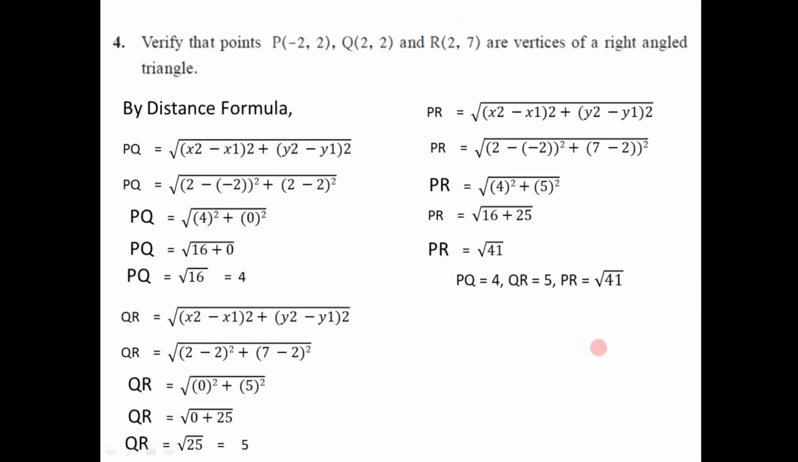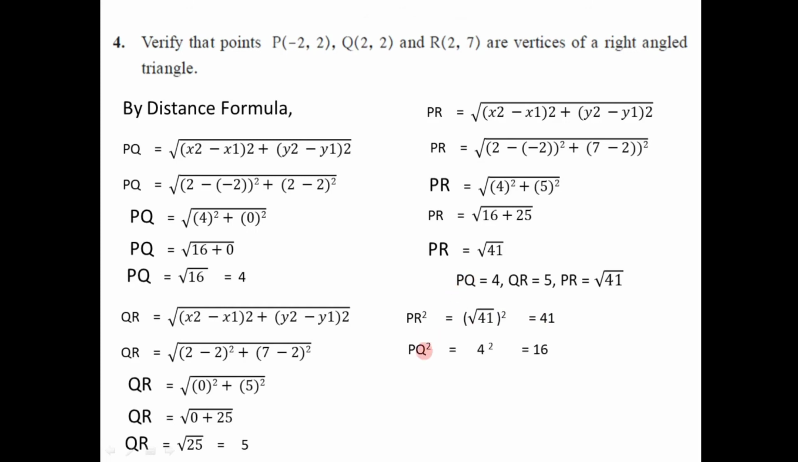Now we have lengths of all the three segments PQ, QR and PR. So PQ is 4 units, QR is 5 units and PR is under root 41 units. Now can we have the relation between these three segments? If we take a square of length of segment PR, that is PR square is equal to under root 41 bracket square. So here square root and square will cancel each other to get 41. So PR square is 41.